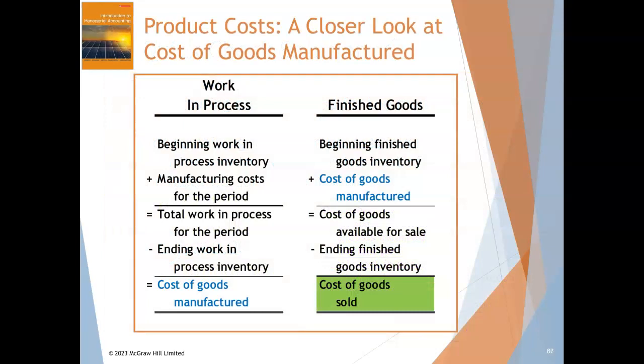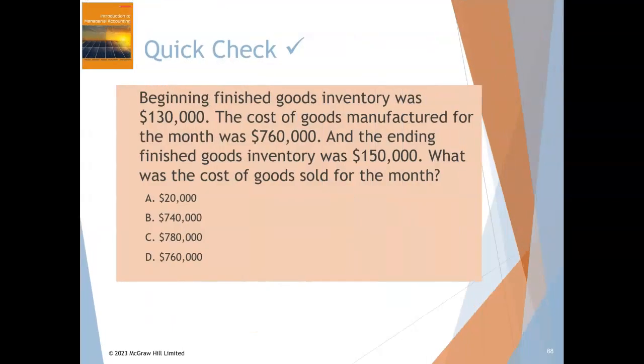Product costs, a closer look at cost of goods manufactured. So the cost of goods manufactured is transferred out of work in process when it's complete and into finished goods when it's waiting to be sold. Quick check. Beginning finished goods inventory was $130,000. The cost of goods manufactured for the month was $760,000, and the ending finished goods inventory was $150,000. What was the cost of goods sold for the month?